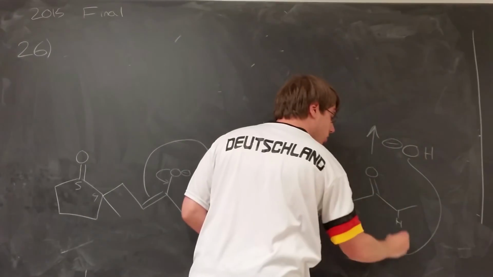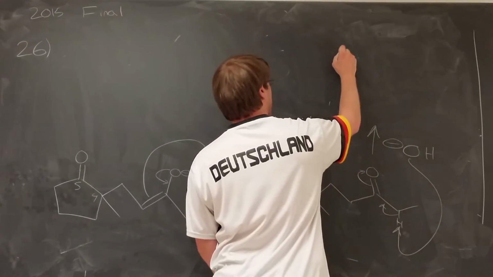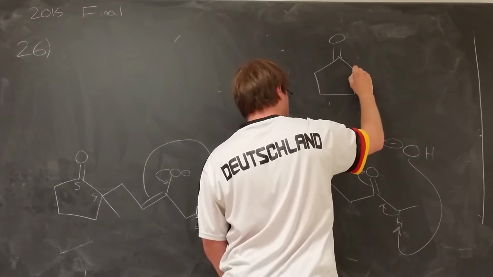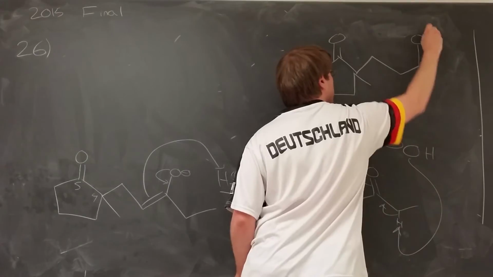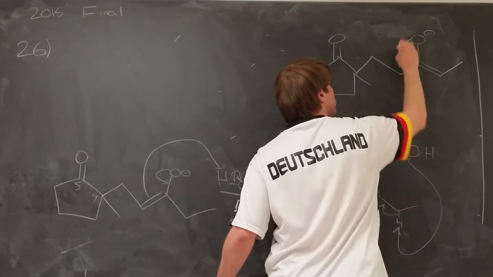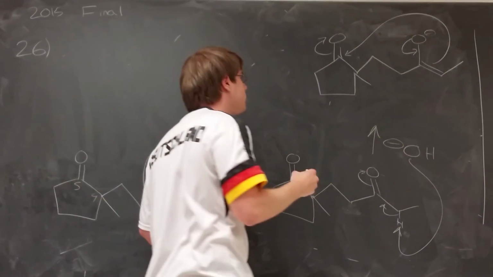That OH minus will pull off that proton, you'll form your enolate, and now let's see what we get after that. So carbonyl, methyl, 1, 2, 3, 4, O minus, and then a double bond here to methyl. Okay? And now this O minus will swing down, and this double bond will come in and attack the carbonyl, and this will swing up.